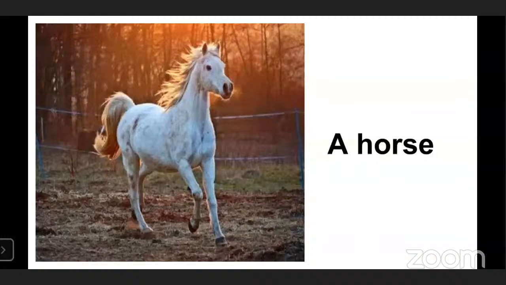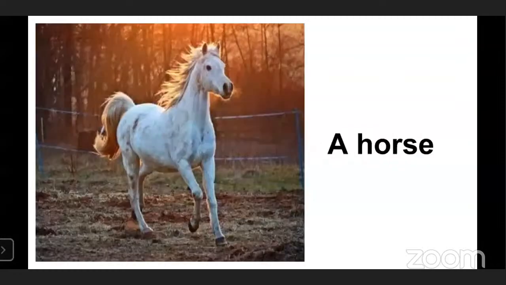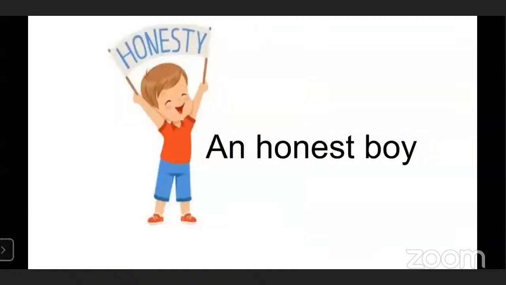See here. A horse. In the example before, we saw that a horse was there. A horse. Oh, yes, an honest boy. Here also it is H. Honest. Here it is H. But here I have used a, and here an. Why? Because whenever we pronounce honest, the H becomes silent. And wherever the consonant becomes silent, we use the article an. It's an honest boy, not a honest. The real, correct pronunciation is honest. Okay? An honest boy. And that was a horse. H. A horse. An honest.